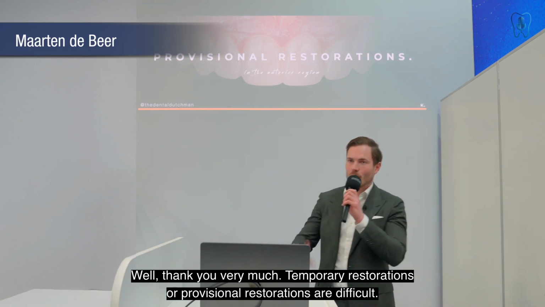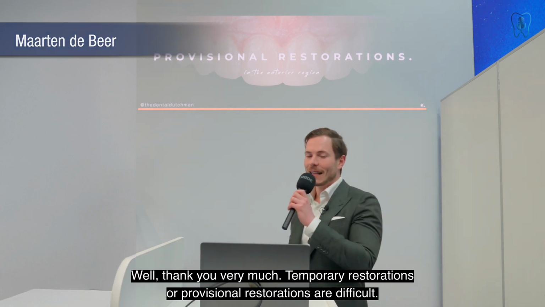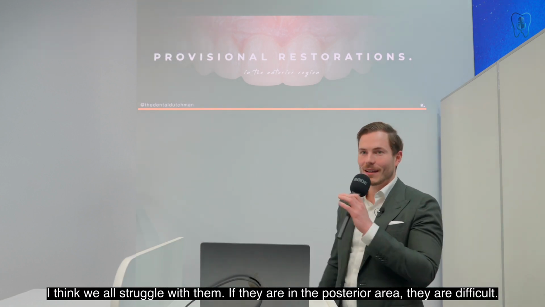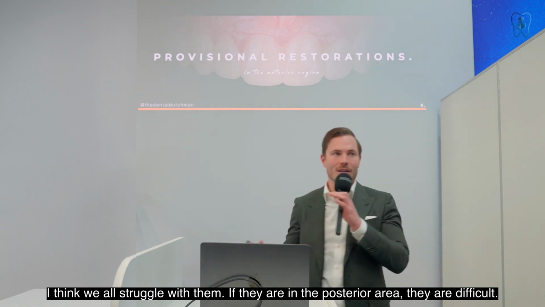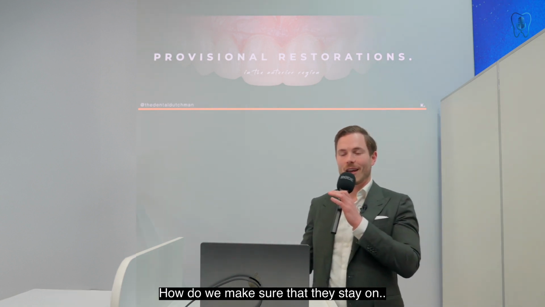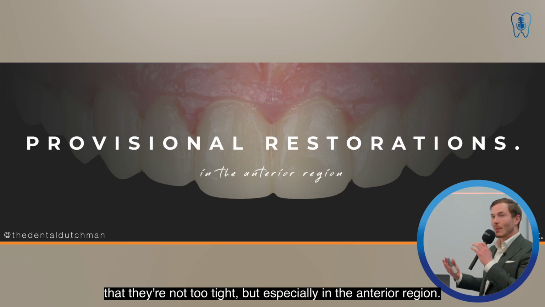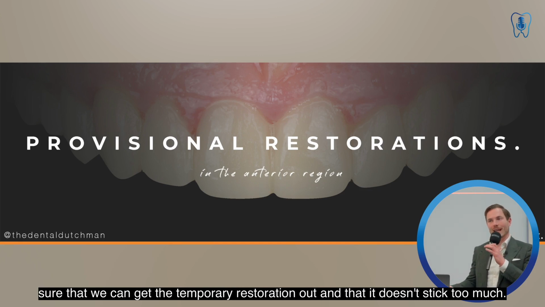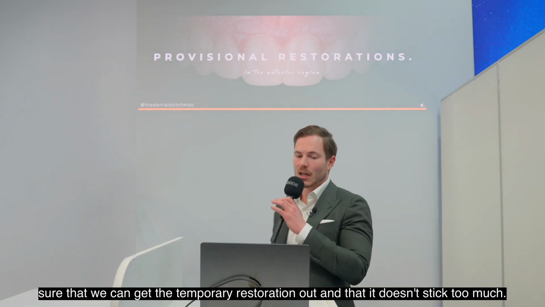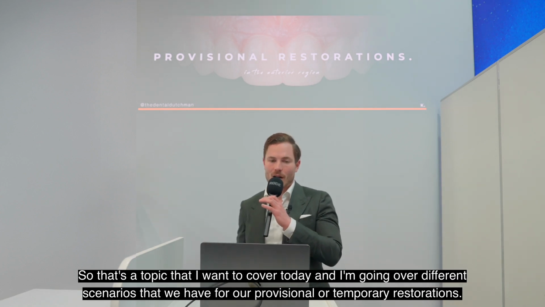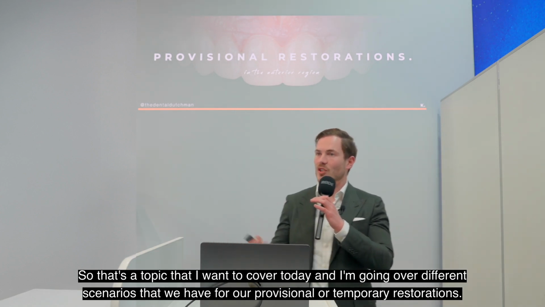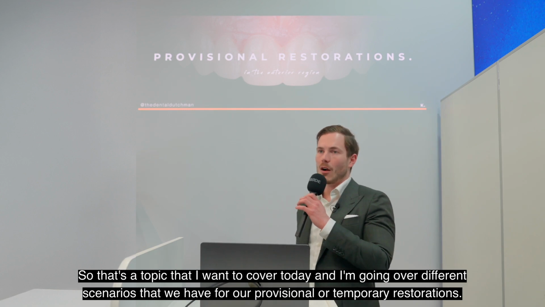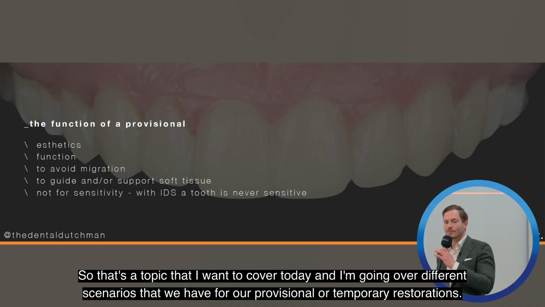Temporary restorations or provisional restorations are difficult. I think we all struggle with them. If they are in the posterior area, they are difficult. How do we make sure that they stay on, that they're not too tight, but especially in the anterior region? Because we want to give some aesthetics to our patient, but we also want to make sure that we can get the temporary restoration out and that it doesn't stick too much. So that's the topic that I want to cover today, and I'm going over different scenarios that we have for our provisional or temporary restorations.